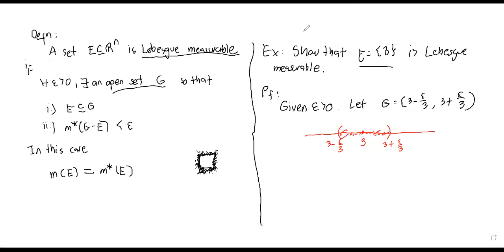Now, ang pangalawang dapat nating magawa, pakita natin yung second condition. The outer measure of G minus E must be less than epsilon. Okay? So, dun tayo sa kabilang page.